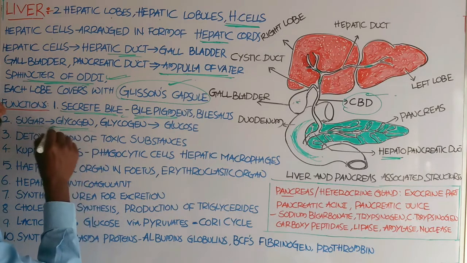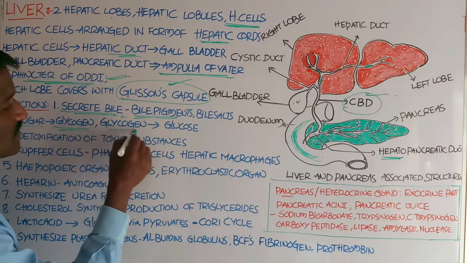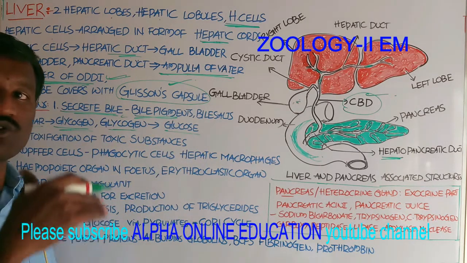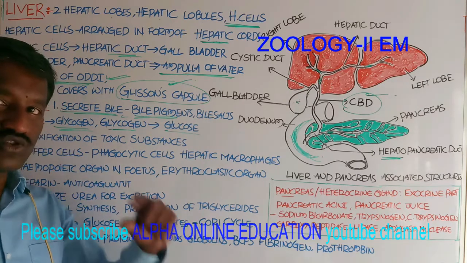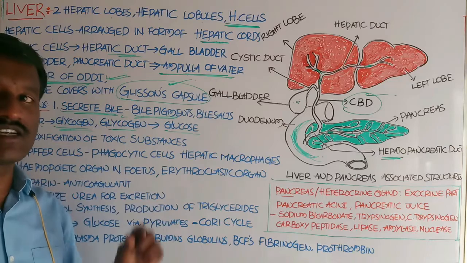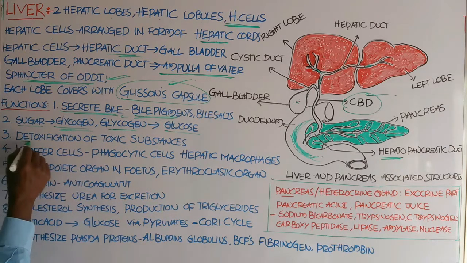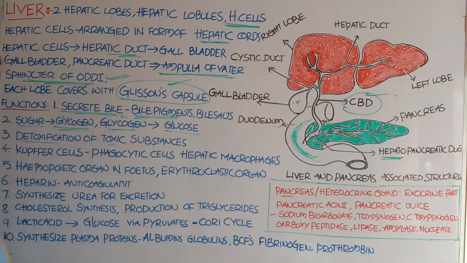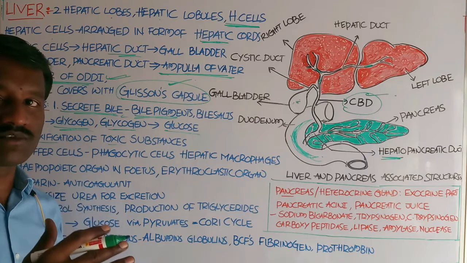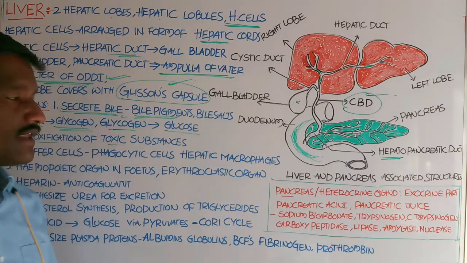This process is called glycogenesis, and when glycogen is converted into glucose, this is called glycogenolysis. These two carbohydrate metabolic reactions occur in the liver, which also helps in the detoxification of toxic substances. Any toxic substances present in the body are detoxified by the liver.